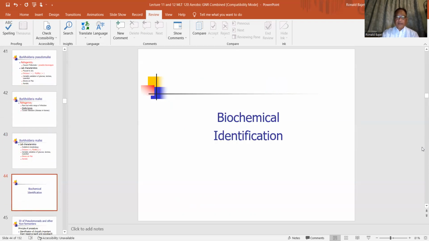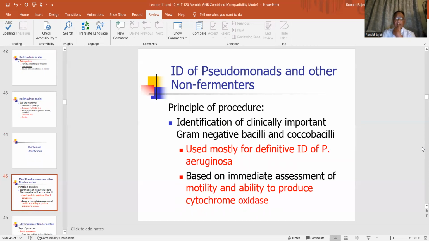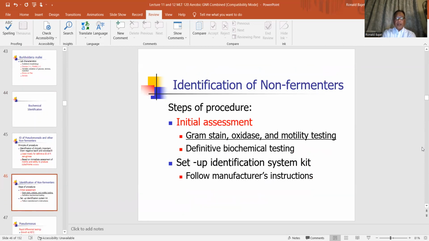Okay, biochemical identification. This is used mostly for a definitive ID of Pseudomonas aeruginosa: motility and the ability to produce cytochrome oxidase. Pseudomonas is really easy to identify. You saw what it looked like on blood. You can smell it, the fruity odor, and it's oxidase positive. If you see those characteristics, and it grows at 42, you can be pretty confident that you have Pseudomonas aeruginosa.